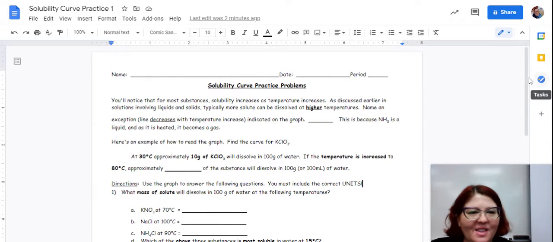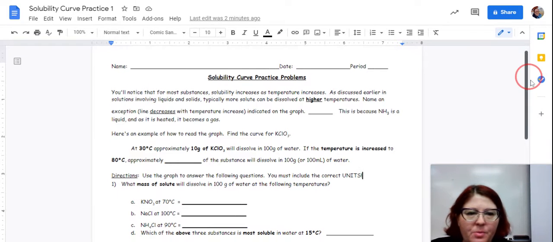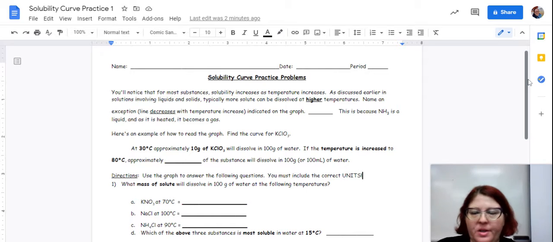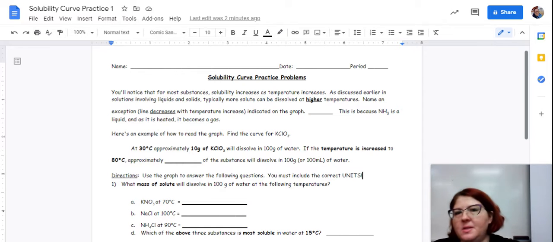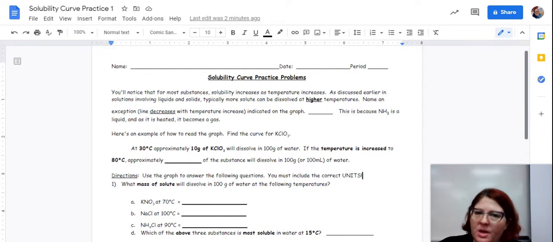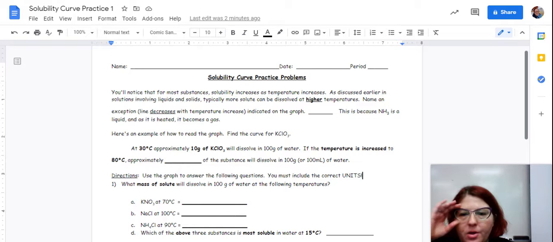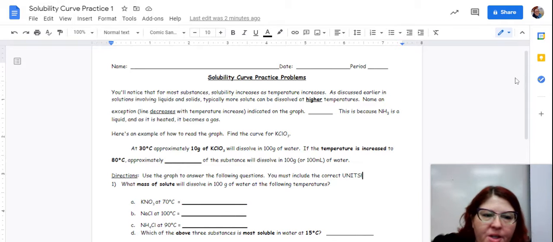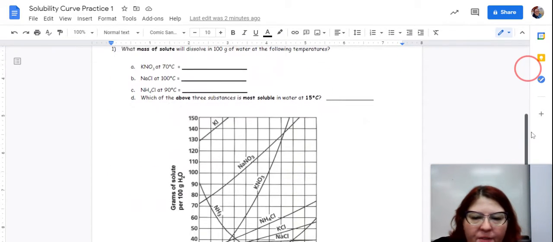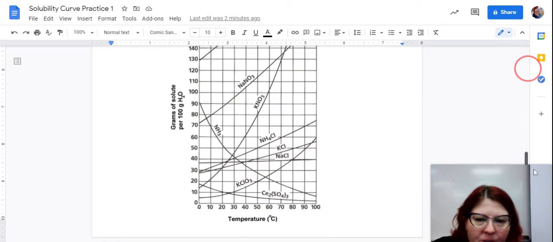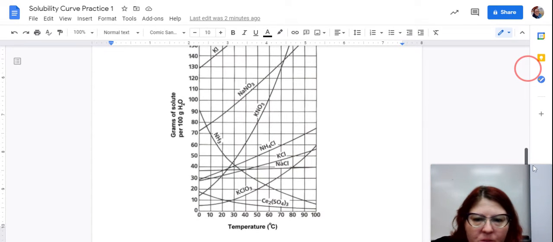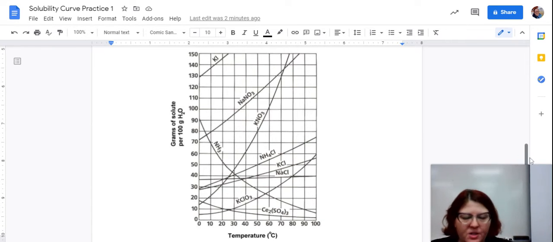Hello, friends. Today's practice is a little bit different. It's a graphic representation of how much different substances can dissolve in water at different temperatures. So it's called a solubility curve. That's what this graph is here on this assignment. Okay, let me point out some features of this to you before I look back at the questions.